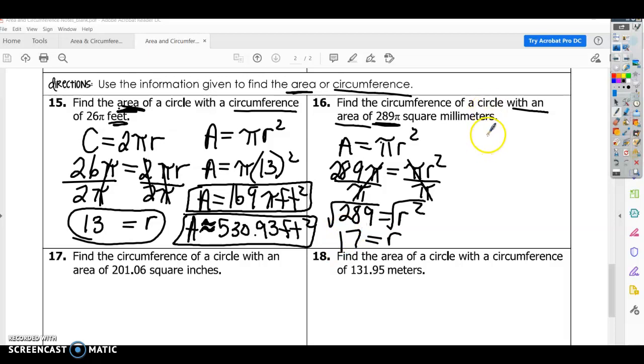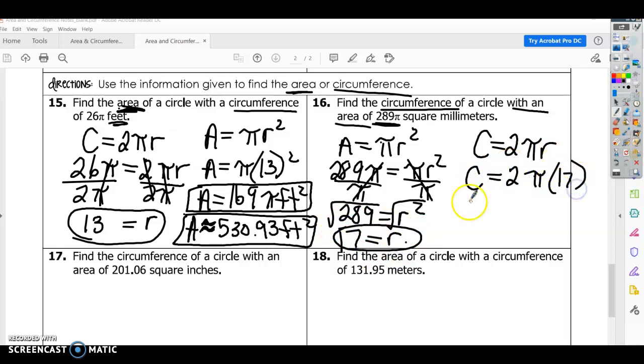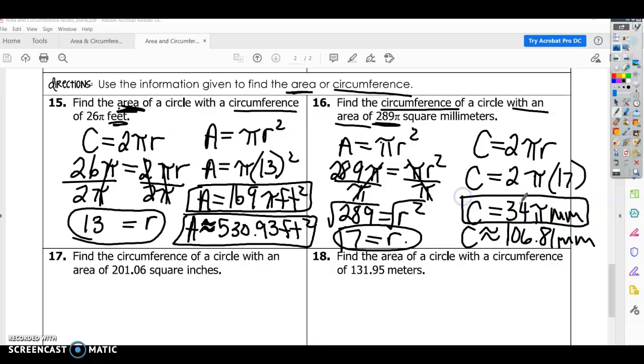All right, so now we want to find the circumference. So we're going to take the circumference formula, 2 pi r, since we're given the radius here, we're going to plug that in. C equals 2 times pi times 17. So the circumference is going to equal 34 pi millimeters, or if I do an approximate answer, that's going to be 106.81 millimeters. Exact answer, or answer in terms of pi, if you multiply by pi.